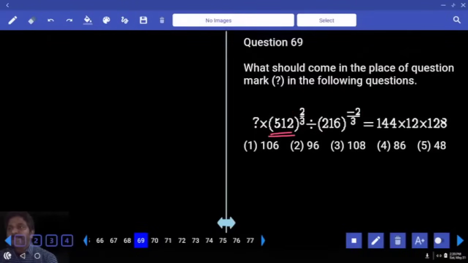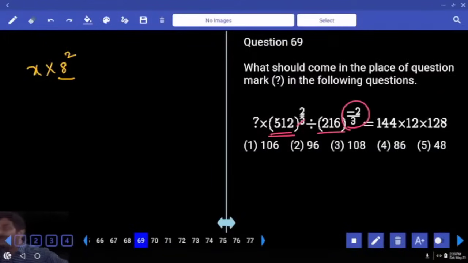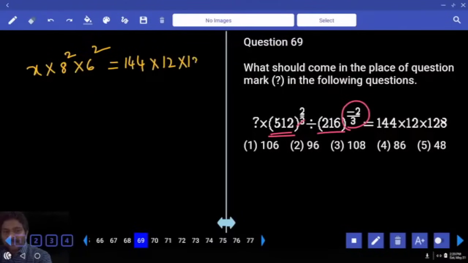This can be written as 8 cube to the power of 2 by 3. Cube and then by 3 gets cancelled. How much is left? 8 square. So x into 8 square divided by 6 cube to the power of minus 2 by 3. Cube and then by 3 gets cancelled. So how much is left? 6 to the power of minus 2. Denominator in denominator, right? So that 6 square comes in numerator only. Okay. Which is equal to 144 into 12 into 128.